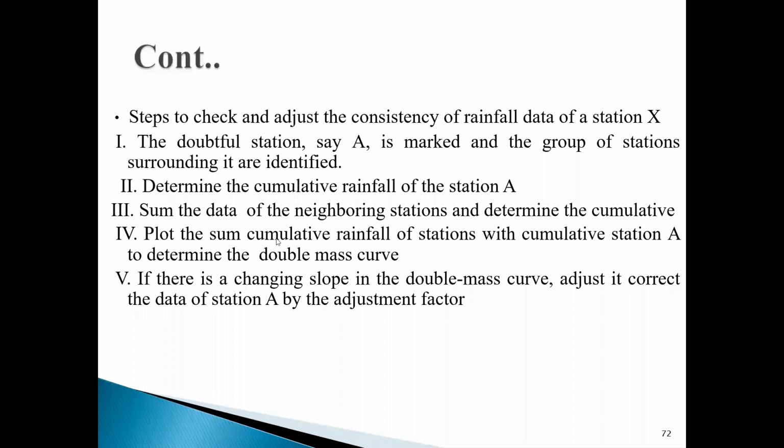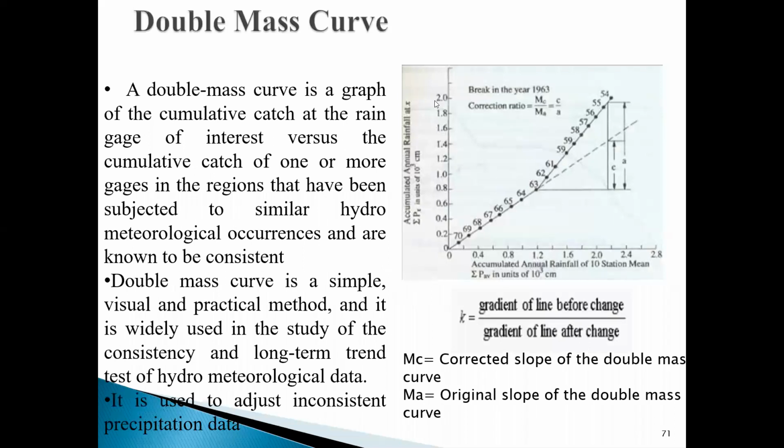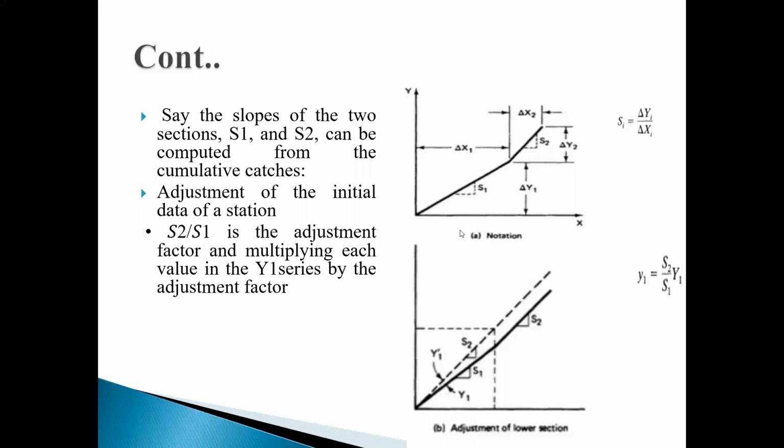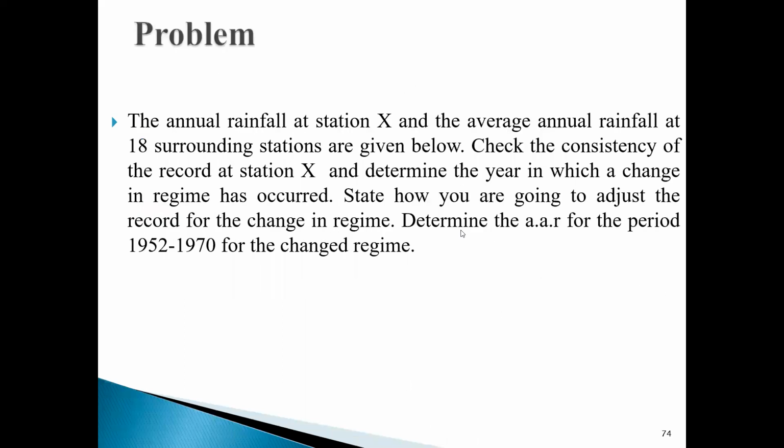Then plot the cumulative rainfall of station X against the cumulative rainfall of the surrounding stations to determine the double mass curve. So basically you have to plot a graph of the cumulative rainfall of station X versus the concurrent cumulative annual rainfall for the surrounding stations. By this graph, you can find out the ratio of the slope of the straight line before and after the change in the environment. Now, we shall solve a numerical problem, so that you will understand the concept better.